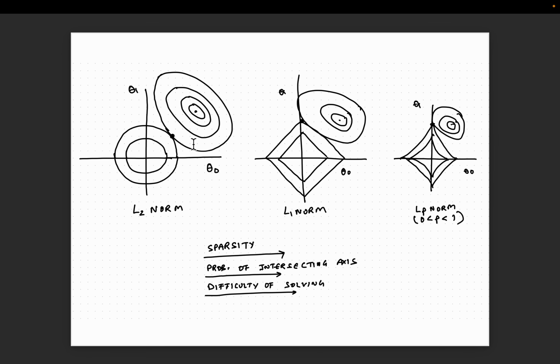As you notice, as we are moving from left to right, the sparsity generally increases. Can you also notice that the probability of intersecting the axis is also increasing? Look at the surface area this has, except for the axis points. Think of the data fit loss functions as balloons. You want to burst a balloon. Would you use a stone, or would you use a diamond, or a diamond in this shape? Which of them is more likely to burst the balloon?